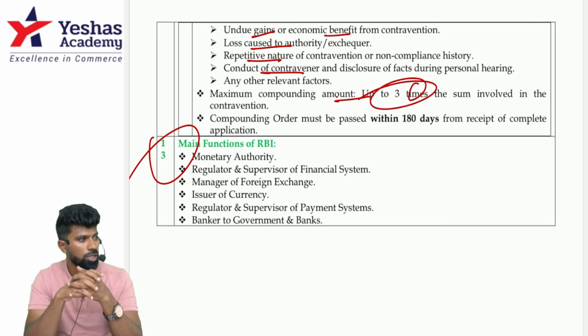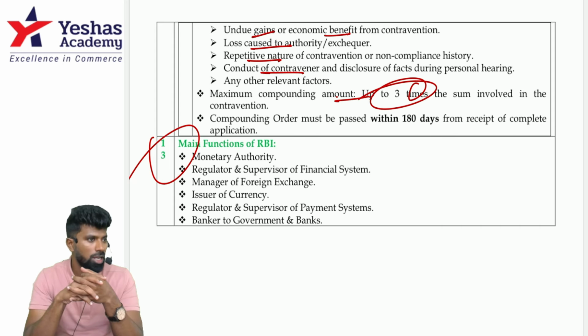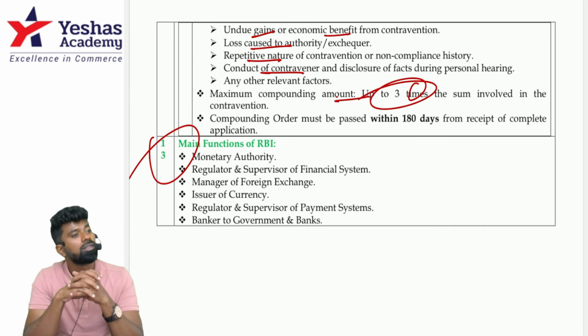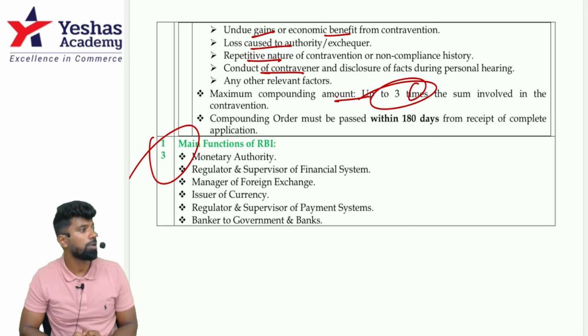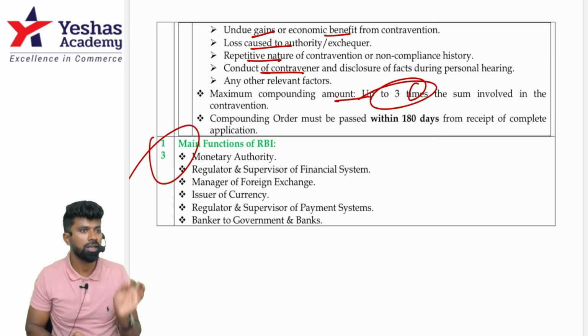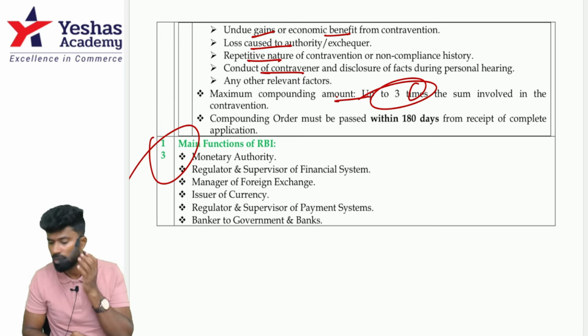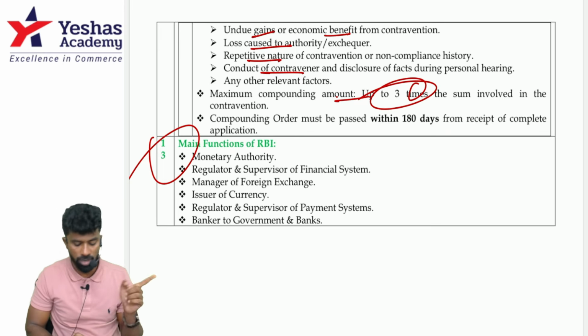After that, we discussed what? Exports and imports. Provision with respect to exports and imports. Then adjudication. Then compounding of offences. And the last one, RBI. Last one is what? This is your chapter number 1, FEMA, Foreign Exchange Management Act. What act? Foreign Exchange Management Act.